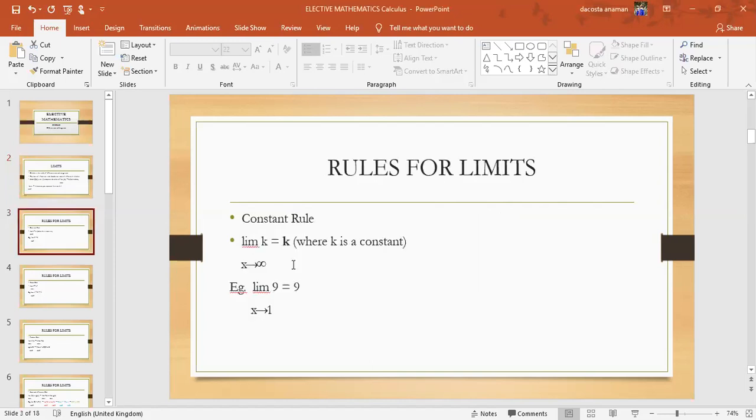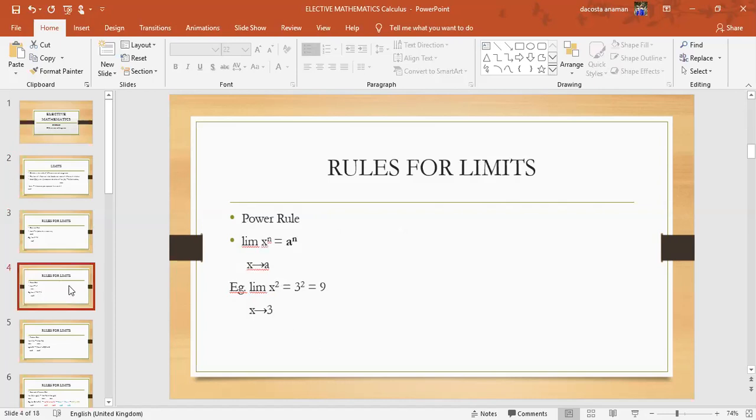We talked about rules for limits. We talked about the constant rule, where the limit of a constant is the constant itself. So, for example, the limit of 9, where x is approaching 1, is equal to 9. We talked about the power rule, where the limit of a function with a power.